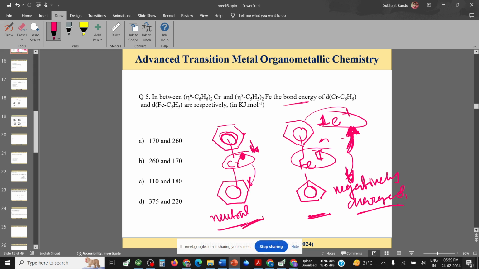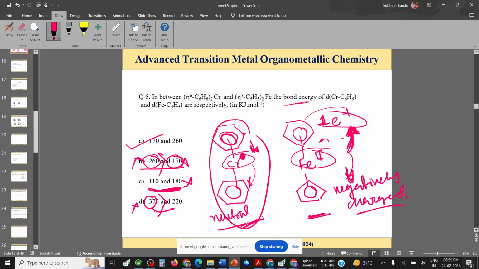So in our options we have seen that in option B, this one is greater and this is lower. That is absolutely correct, but here the difference is very small. Here also this one is greater and this one is lower. So these two options we can easily eliminate by applying some basic knowledge. As the difference is too small, we can also eliminate this option. So our answer will be option A, where the bond dissociation energy will be less than that of the ferrocene complex.